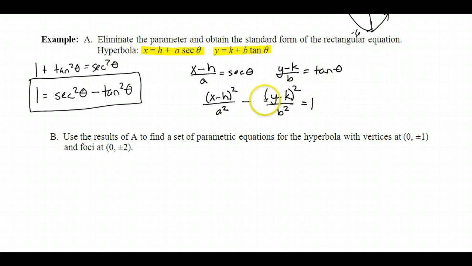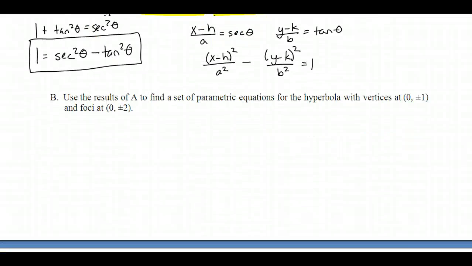Going back to last section, we know that h, k represents our center. A is always in our first equation here. A gives us our distance from your center to your vertex. B is not really seen on the graph except for when you're graphing your asymptotes. And C, remember, you get from a squared plus b squared equals c squared, and c is the distance from your center to your foci.